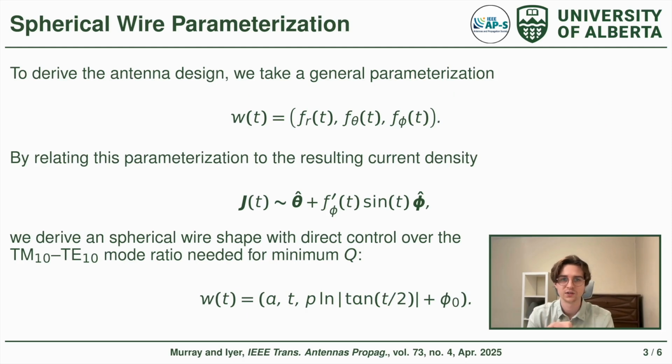To derive an antenna design, we then took a general parameterization in spherical coordinates, and then we were able to relate this parameterization to the resulting current density which would be on the surface of the sphere, parameterized by W here. With this, we were able to derive a spherical wire shape which prescribed direct control over the ratio of TM10 and TE10 mode amplitudes. And with this, we were able to design the antenna to provide a minimum Q based on the spherical mode theory.